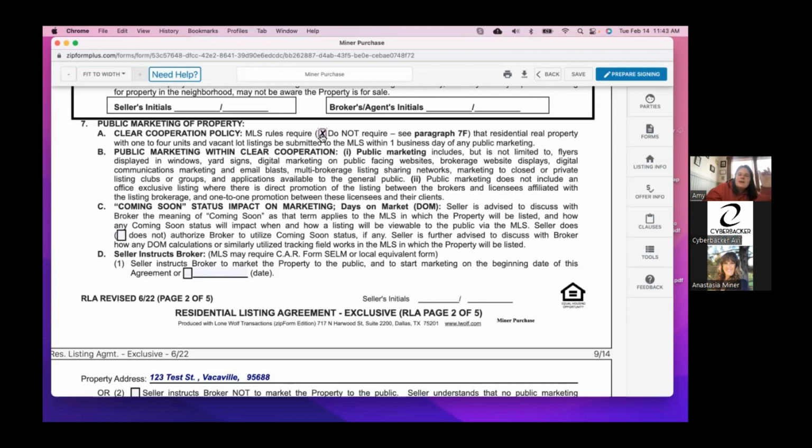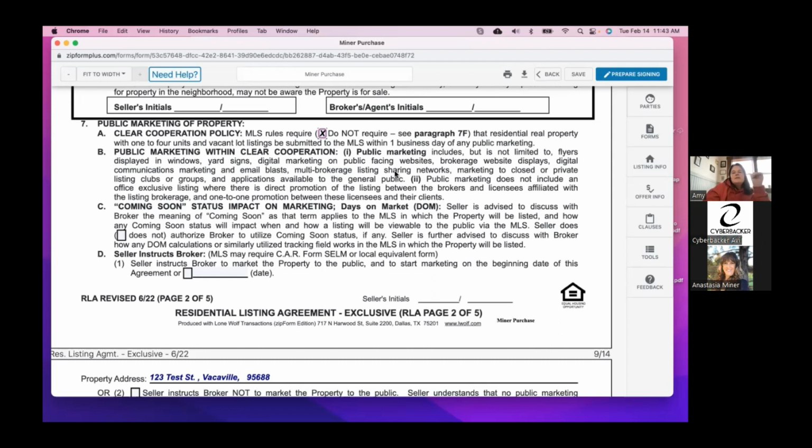So you could check the box if it's a Barry's region, which would be Solano, Napa, Sonoma, Mendocino, and Marin counties. I believe Marin falls underneath Barry's. Then you could check the box for does not require. We can market those to the public, even if they're not on the MLS, meaning that we can market them for coming soon. Public marketing within clear cooperation.